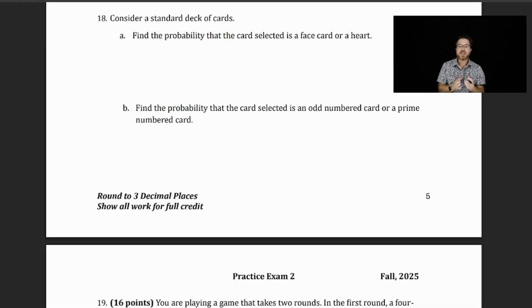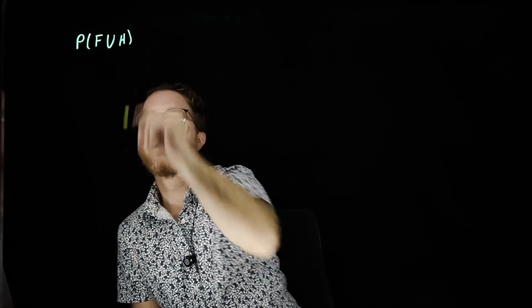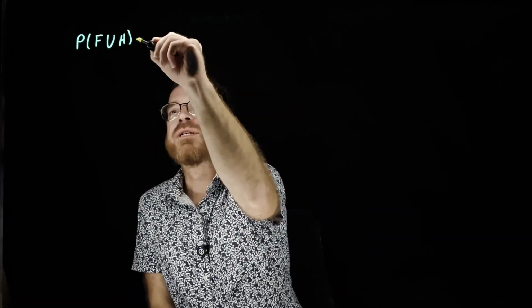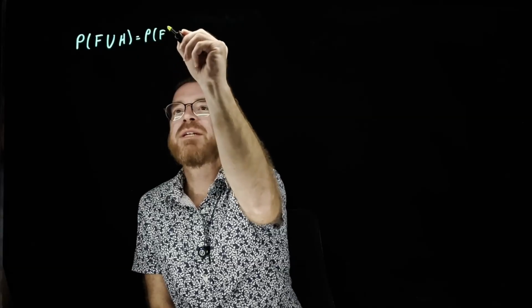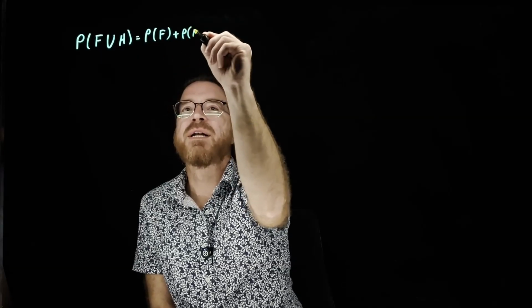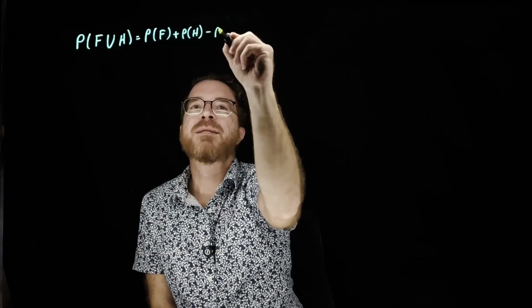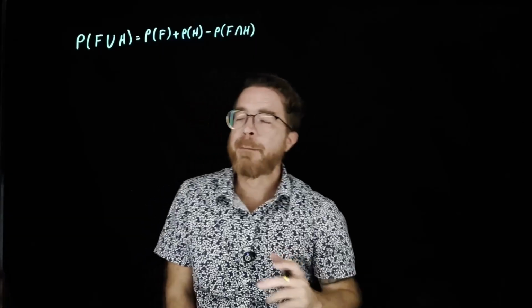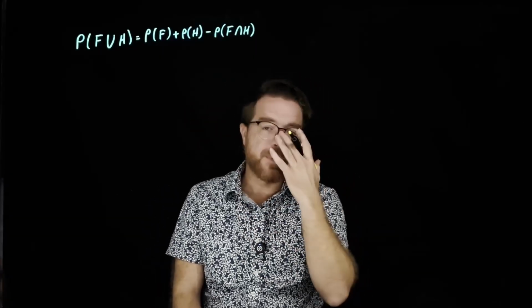For the next problem, consider a standard deck of cards. We want to find the probability that the card selected is a face card or a heart card. So what we're looking for is the probability of a face or a heart. Now to solve this, we're going to be using our addition rule of probability, which is the probability of finding a face card plus the probability of finding a heart minus the probability of finding a face card that is a heart.